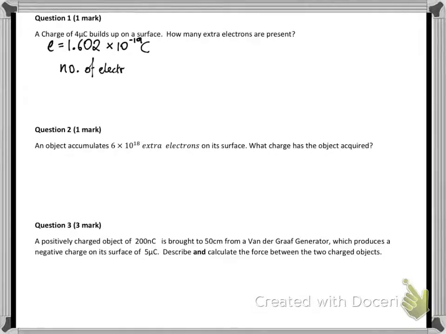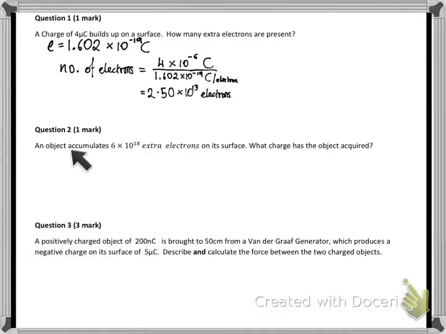Now, we're after the number of electrons. So the number of electrons is given by taking the charge and dividing by the elementary charge per electron. That calculation will give us this result. There we go, 2.5 times 10 to the 13 electrons. That's a lot.